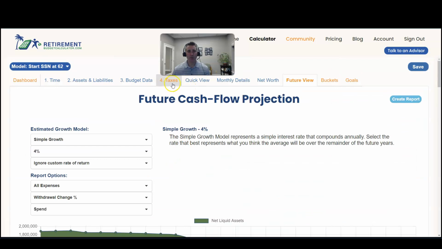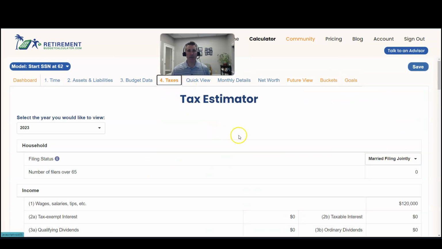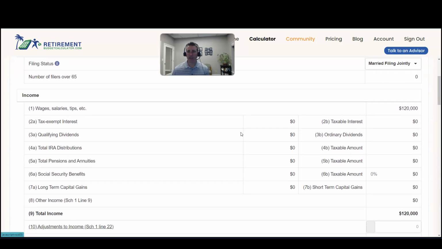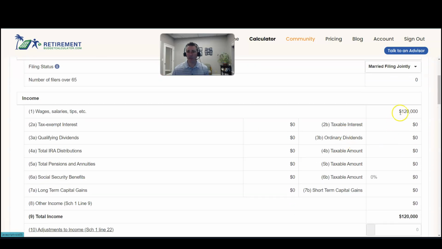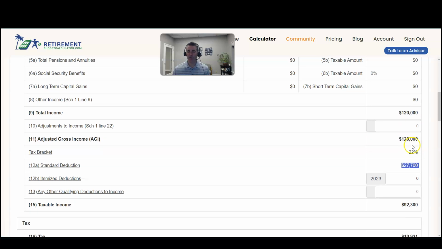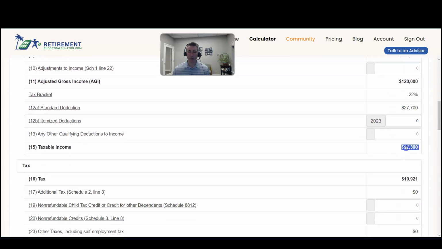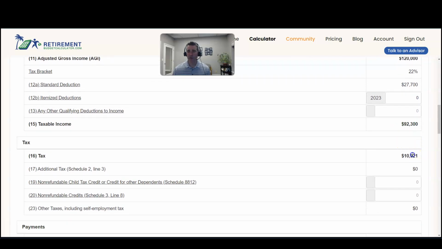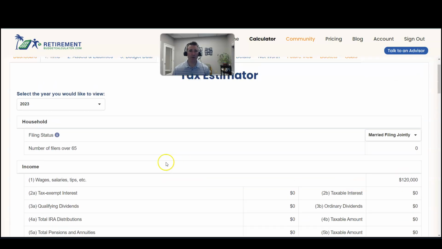Now, one of the neat things that we do is we have the taxes tab to help you estimate your federal income taxes each year. So you can see in 2023, they have $120,000 of income. They have a standard deduction of $27,700, taxable income of $92,000, with a tax of $10,921.